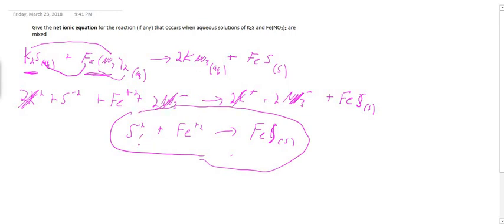As a teacher, I guess I don't care if you put the aqueous down here. We already know it's aqueous by how we wrote it up here. And we also know it was aqueous because we split those up. Nonetheless, this is how I would write the net ionic equation when these two things react.